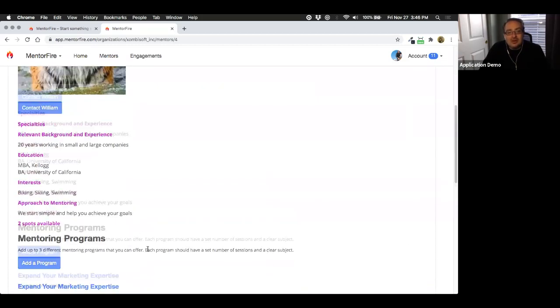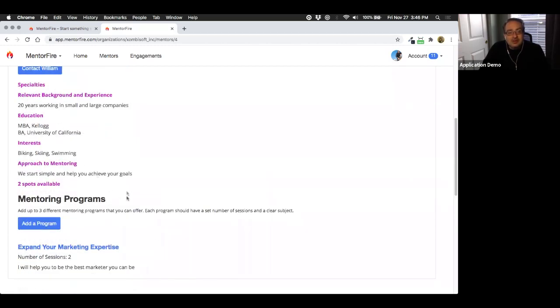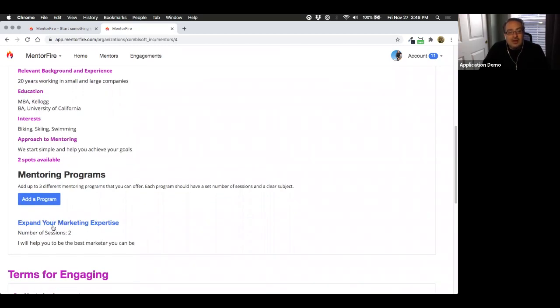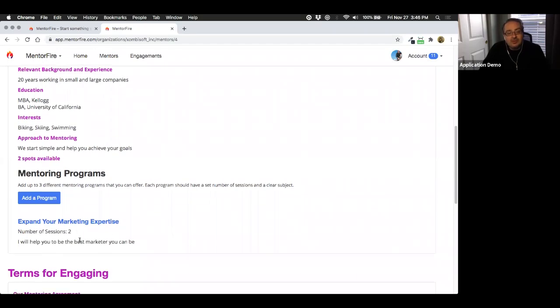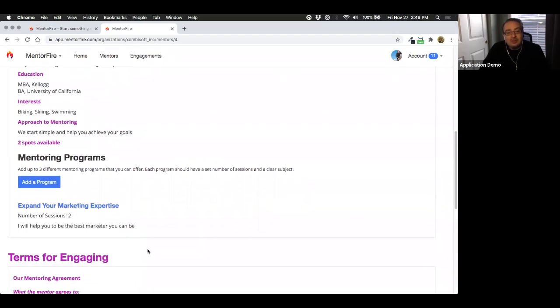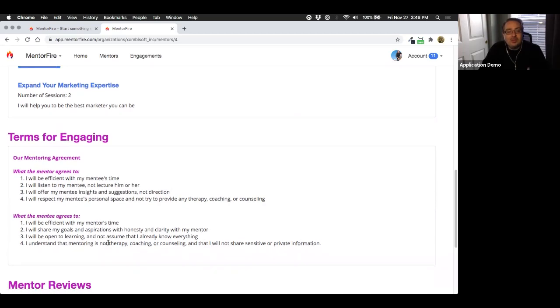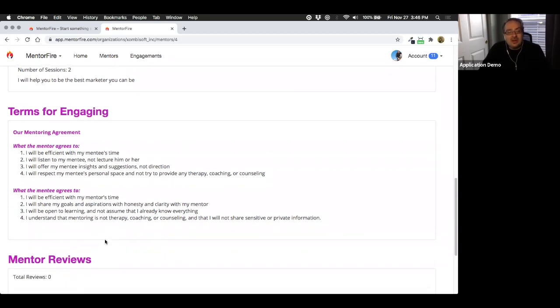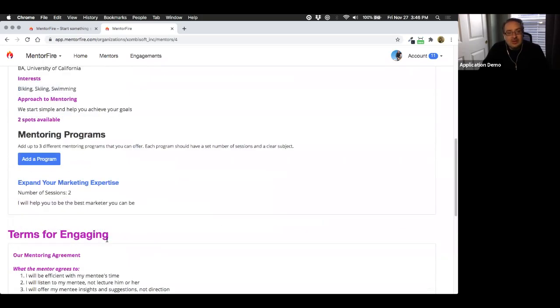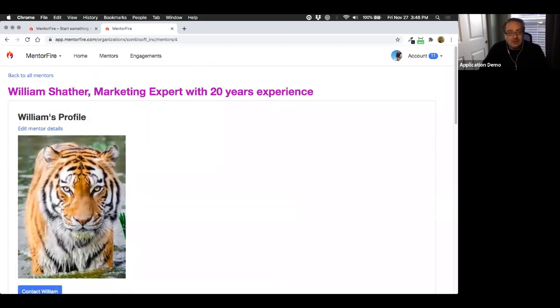So here we see this mentor. We learn a little bit about the person. We learn about their programs. He's offering one program that has two sessions to learn about marketing. You also see the certain terms of engagement. Each mentor is given some terms and they can make some changes if they want, but these really help the mentor and the mentee understand their expectations in the engagement so that everyone gets into the relationship knowing what to expect.